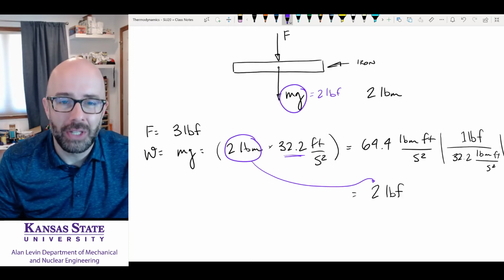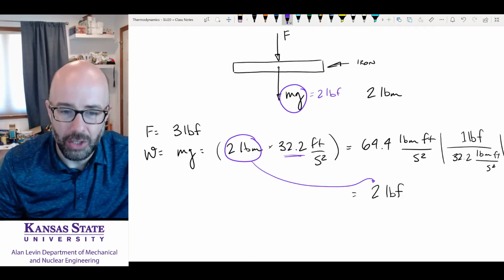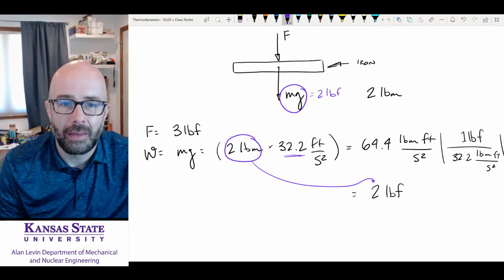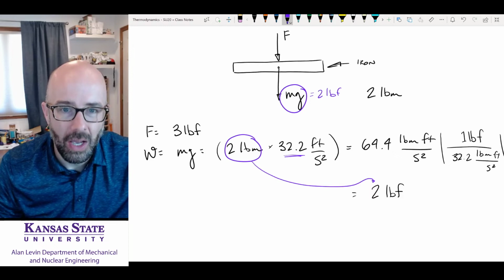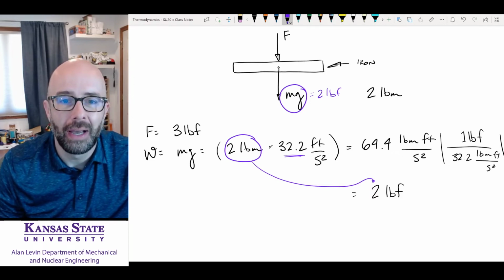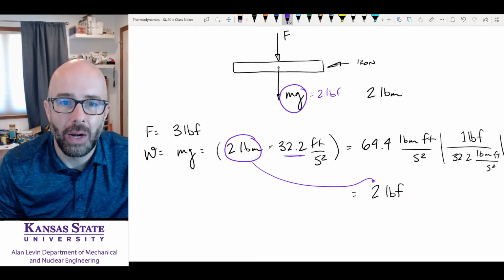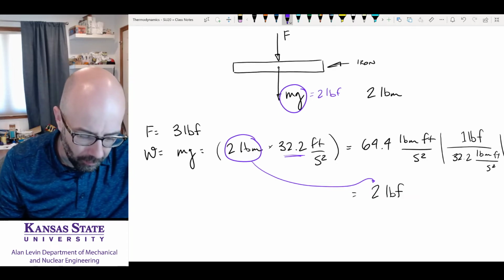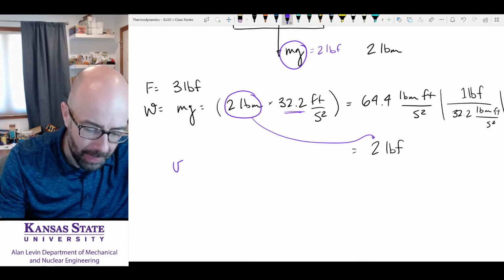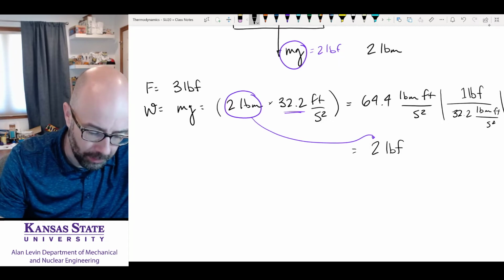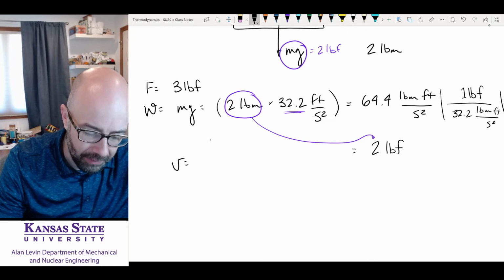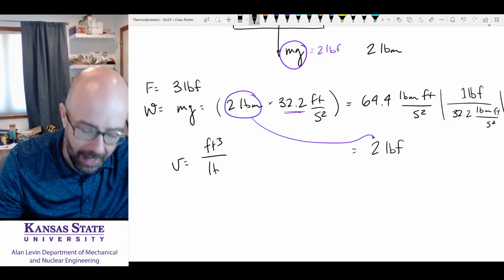I think that's the wise thing to do. Now, there are other situations. There are times when we're dealing with pounds mass, we're not multiplying it by 32.2, and we have to convert right away. For example, if we have a specific volume, what is specific volume? Specific volume is in feet cubed per pound mass.